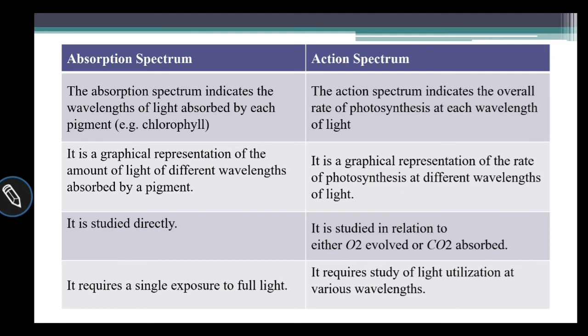And coming to the second difference, it is a graphical representation. Means the absorption spectrum is a graphical representation of the amount of light of different wavelengths absorbed by a pigment, whereas the action spectrum is a graphical representation of the rate of photosynthesis at different wavelengths of light. Absorption spectrum is studied directly, whereas action spectrum is studied in relationship with either oxygen evolved or carbon dioxide absorbed. Absorption spectrum requires a single exposure of full light, whereas action spectrum requires the study of light utilization at various wavelengths.